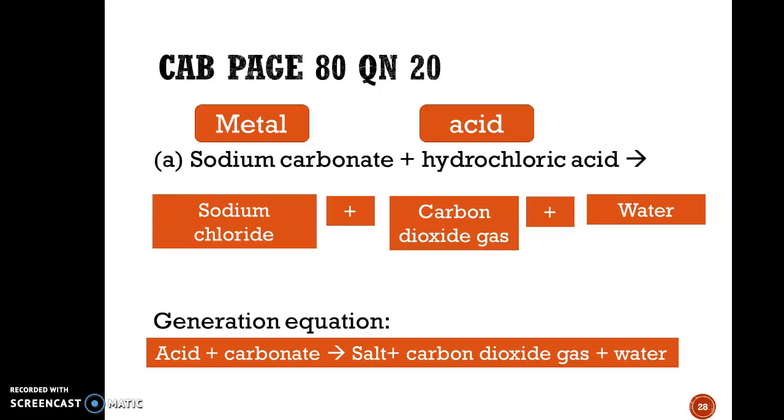It's very important that you are able to write down the word equation, the products itself, because later on we're going to learn something slightly more difficult, where we're going to put it in the form of a flow chart and you're supposed to tell me what product you would expect. I'll give you another 20 more seconds to complete 20B and 20C.